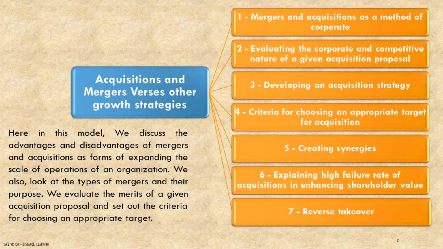There are 7 main key factors we discuss here. Number 1. Mergers and acquisitions as a method of corporate expansion. Number 2. Evaluating the corporate and competitive nature of a given acquisition proposal. Number 3. Developing an acquisition strategy. Number 4. Criteria for choosing an appropriate target for acquisition. Number 5. Creating synergies. Number 6. Explaining high failure rate of acquisitions and enhancing shareholder value. And at the end, Number 7. Reverse takeover.